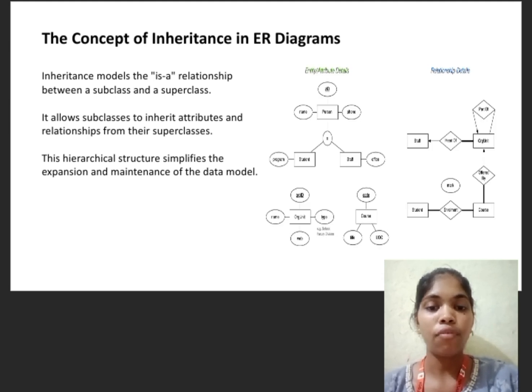The concept of inheritance in ER diagrams. Inheritance models the relationships between a subclass and a superclass. It allows subclasses to inherit attributes and relationships from their superclasses. This hierarchical structure simplifies the expansion and maintenance of the data model.